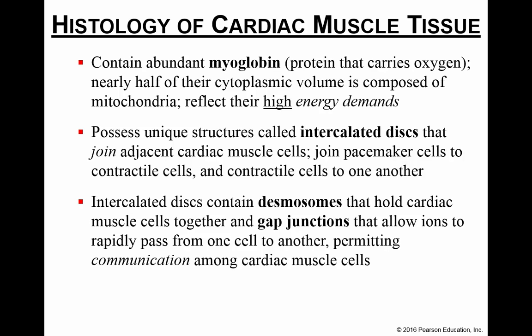They also have those intercalated discs to join the cardiac muscle cells together. And it also joins the pacemaker cells to the contractile cells. And these intercalated discs have the desmosomes that hold the cells together, and also the gap junctions so that ions can pass from one cell to the other, so that all of the cells are communicating with each other.